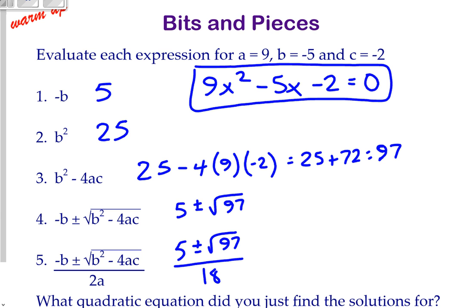And yes, one thing to note is that the expression is not factorable. We know that because in the solution, we had the square root of 97. Because that does not work out to a whole number, we know that the original expression was not factorable using the methods that we know. Okay, let's keep going, shall we?